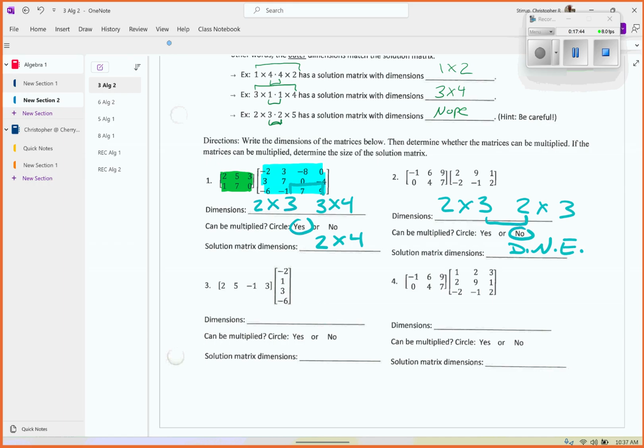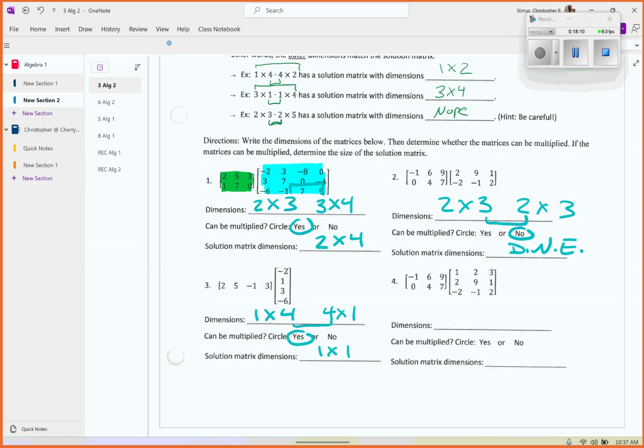All right, what about number 3? What does number 3 look like? How many rows does the left one have? 1. So 1 by what? 4. What's the one on the other side? Say 4 by 1. Are the inside dimensions the same? So these can be multiplied. What would my answer be? A 1 by 1.